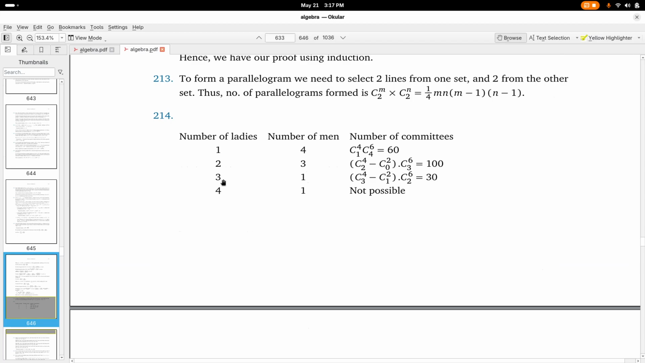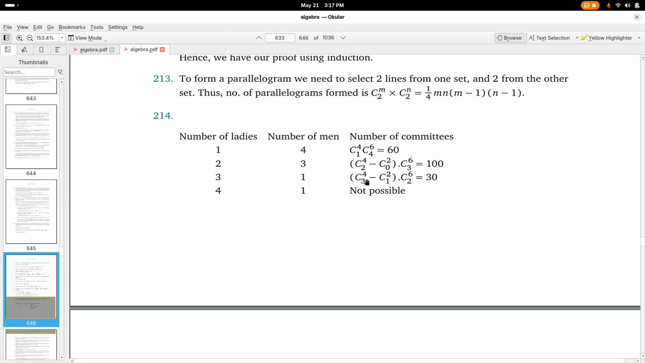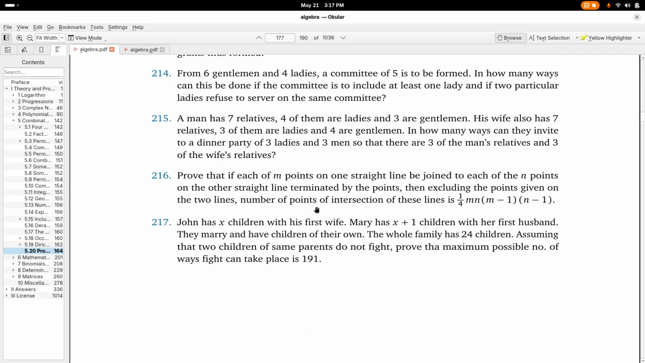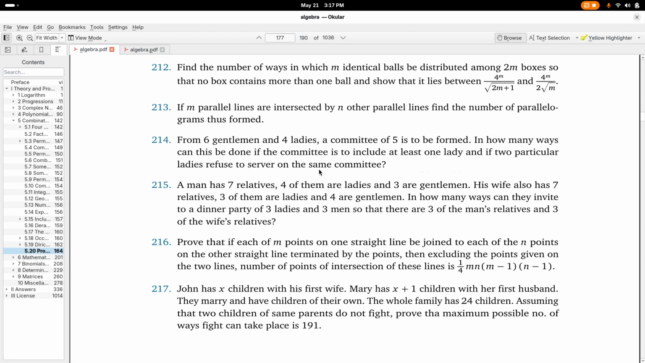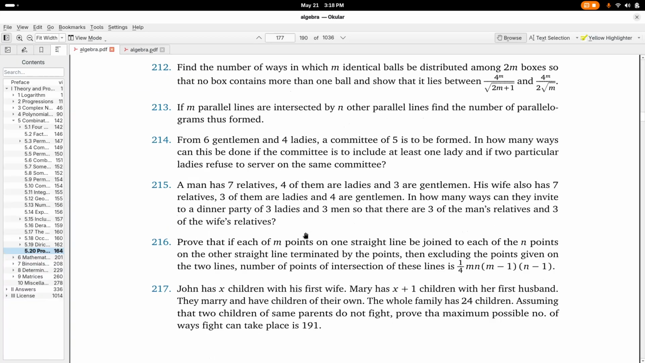Then we pick 3 ladies, and this should be 2 men. So 3 ladies out of 4 can be picked in 4C3 minus 2C2 multiplied by 6C2, that is 30. And 4 ladies and 1 man, it is not possible. Okay. So that is what 214 is all about. You add this and you get the required number. Now we move on to question 215.